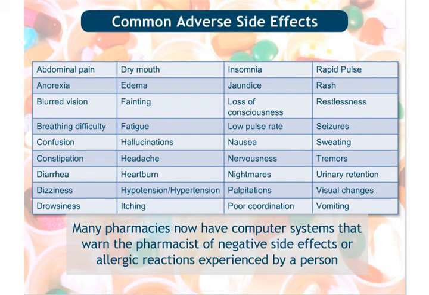Many pharmacies now have computer systems that warn the pharmacist of negative side effects or of allergic reactions experienced by a person. These systems often stop a prescription from being filled. Such systems will also notify a pharmacist of potential drug interaction problems when a client is taking multiple medications, often the case for seniors. With this information, a pharmacist can call a physician directly for new orders.